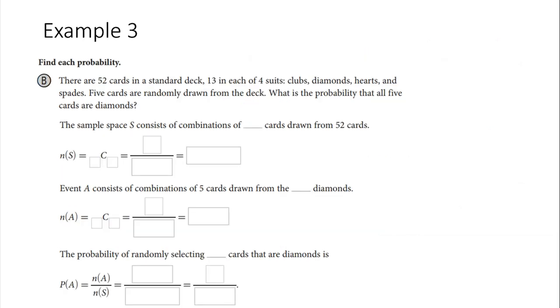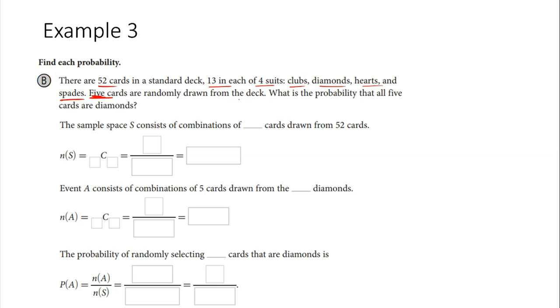All right, so example 3, find each probability. There are 52 cards in a standard deck, 13 in each of the 4 suits. So that's clubs, diamonds, hearts, and spades. 5 cards are randomly drawn from a deck. Keyword there: randomly. What is the probability that all 5 cards are diamonds?